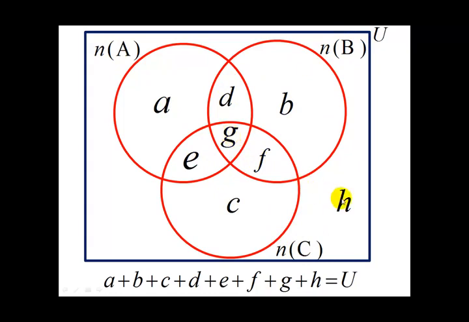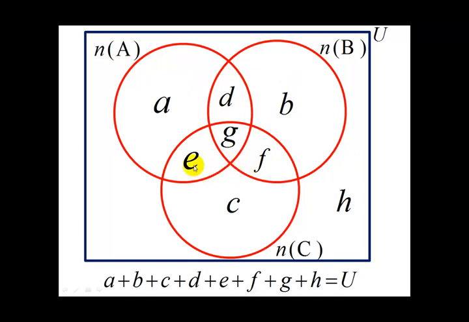We have eight regions. A represents students who read only Agric. B represents students who read only Biology. C represents students who read only Chemistry. Now D represents students who read only Agric and Biology. But when you add D to G, D plus G represents the region of students who read Agric and Biology.